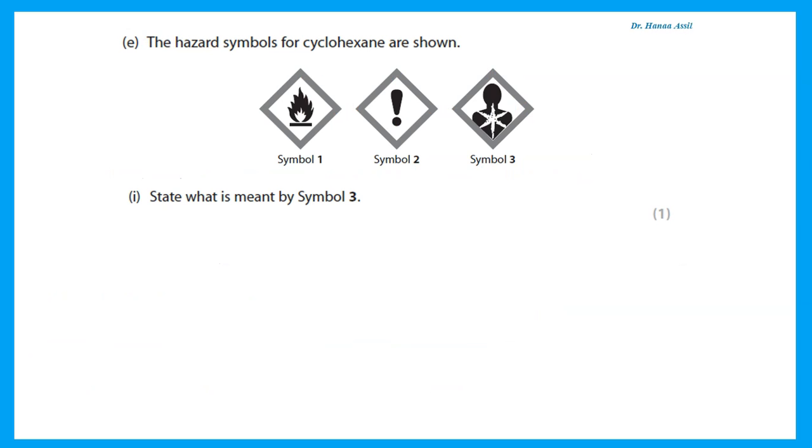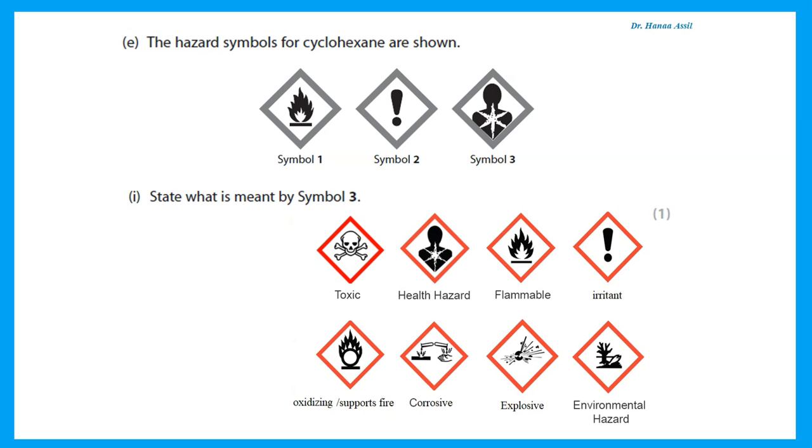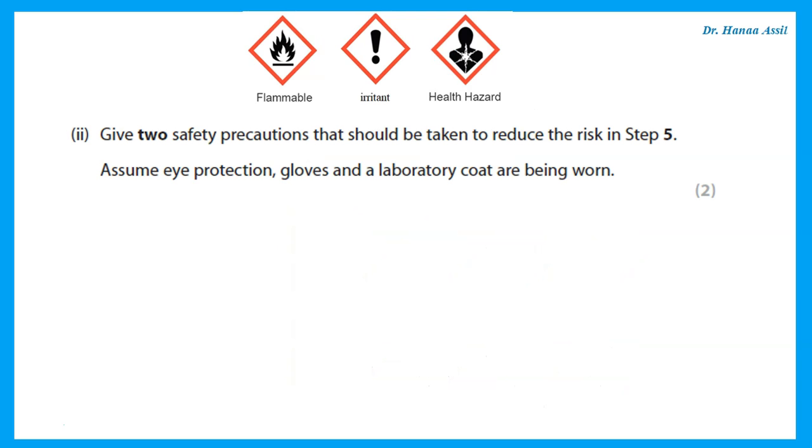The hazard symbols for cyclohexane are shown. State what is meant by symbol 3. You should be familiar with the meanings of the hazard symbols. So you see which one is toxic, health hazard, flammable, irritant, oxidizing, corrosive, explosive, environmental hazard. Can you see all of these? You're required to know these. So we're asked about symbol 3. So which one is symbol 3? That's the one that indicates that the liquid is a health hazard.